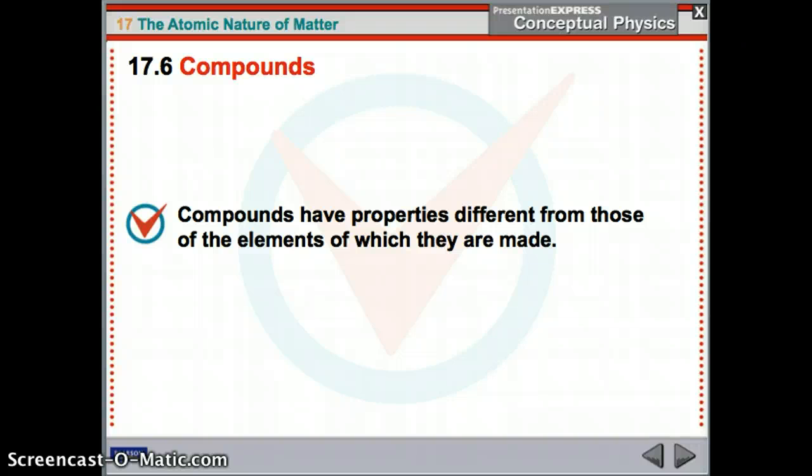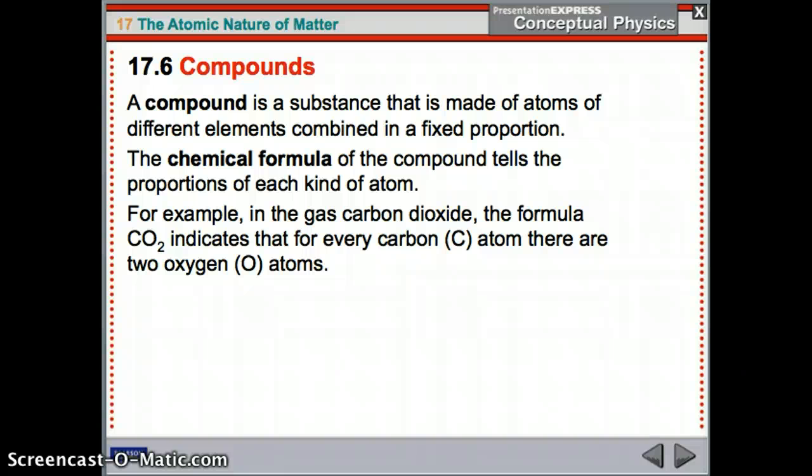Compounds have properties that are different from the properties of the elements that make them up. They're made up of atoms of different elements in a fixed proportion. So it's like, I have two of this and one of this, fixed proportion. The chemical formula tells us the proportion. So for example, carbon dioxide has one carbon and two oxygen. So for every carbon atom, we have two oxygen atoms. That is a compound.